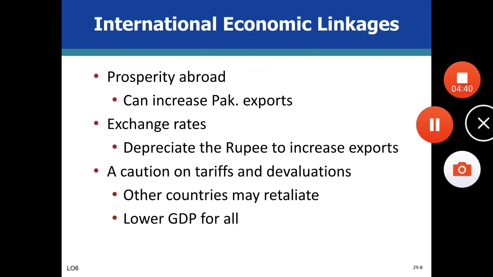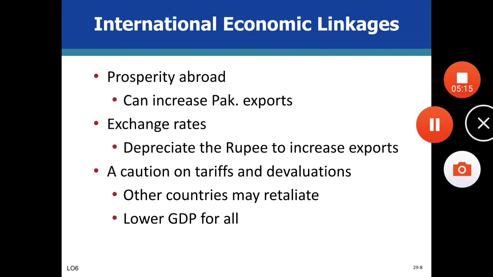Prosperity abroad: if the other countries are happy, having higher incomes and leading a prosperous life, then it will definitely increase our exports. If our exchange rate is depreciating, it will also have a positive impact on the exports, because the world will find our products cheaper due to the depreciation of the rupee, so they will demand more of our products.